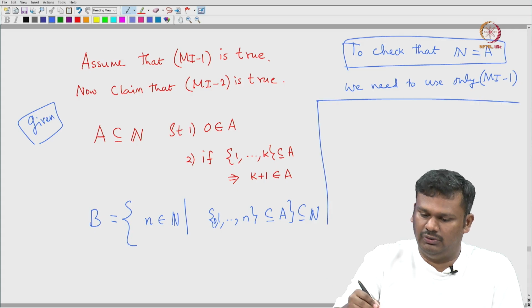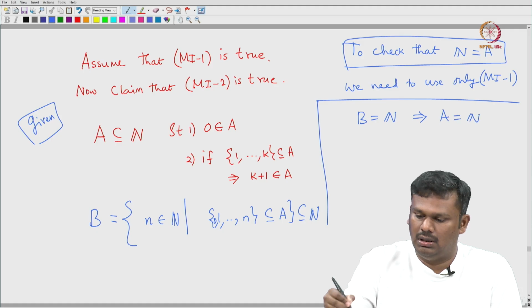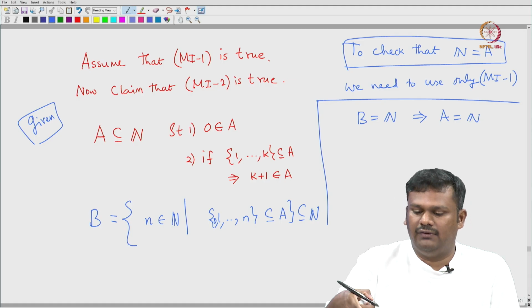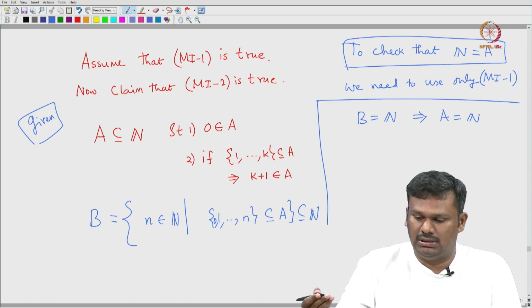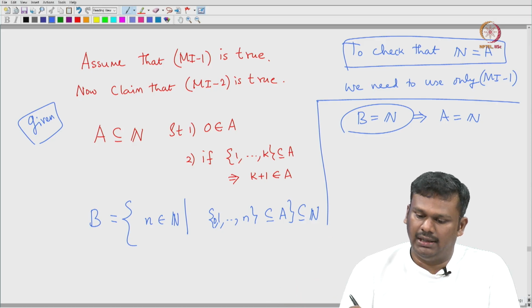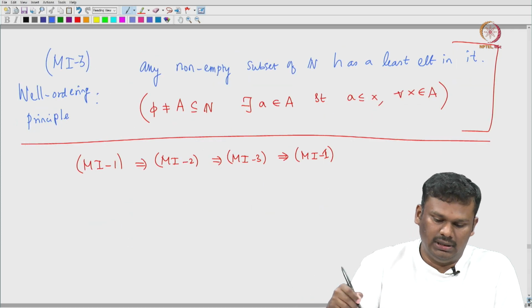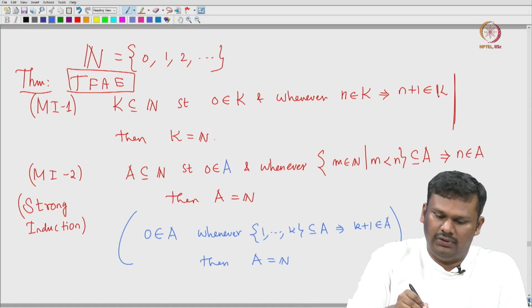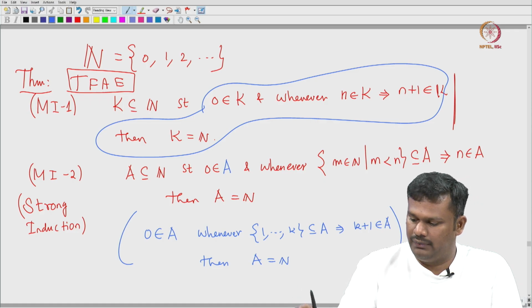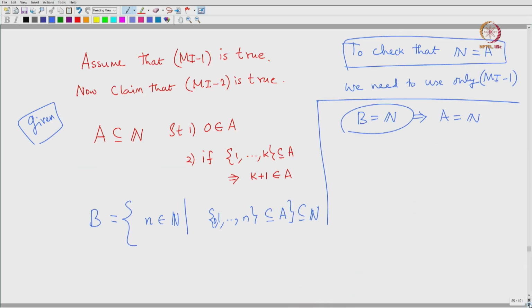Now, let us check that B satisfies the hypothesis of mathematical induction 1. Note that B equal to the natural numbers would immediately imply that A equals the natural numbers, because B collects all natural numbers n such that 0 to n is a subset of A. If B is n, then A contains all the natural numbers. So, we only need to check that B is n. The hypothesis says that 0 should be there, and whenever n is in B, n plus 1 should be in B. Obviously the singleton 0 is a subset of A, which implies 0 is in B. So, 1 is true.